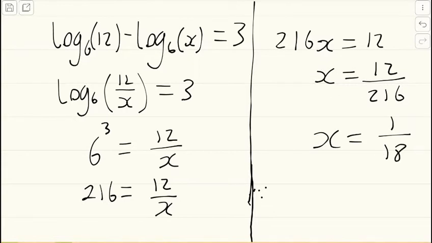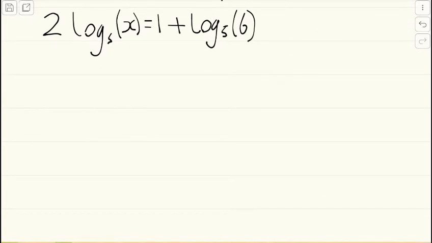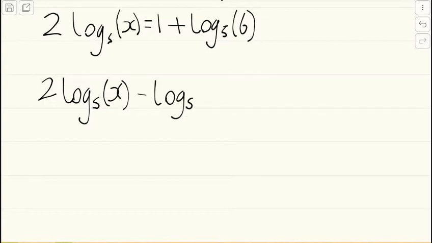Right, let's look at one more example. Okay, so here's our next example. That's 2 log to the base 5 of x equals 1 plus log to the base 5 of 6. Okay, the first thing that I'd like for us to do is to get everything with a log on one side of the equals and everything without a log on the other side. So I'm actually going to subtract log to the base 5 of 6 from both sides. And what I get is this: 2 log to the base 5 of x minus log to the base 5 of 6, and that equals 1.